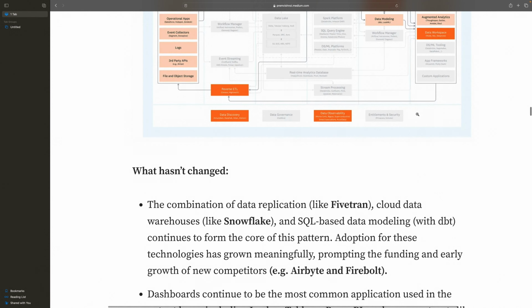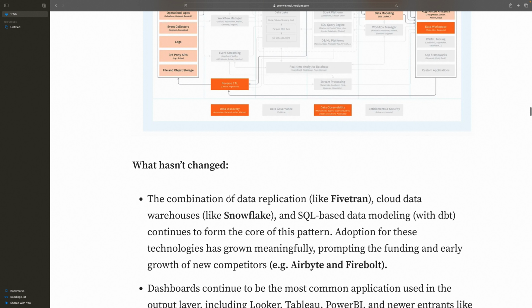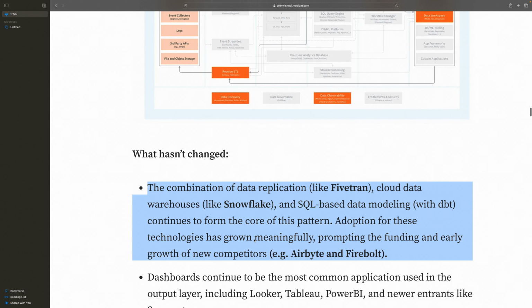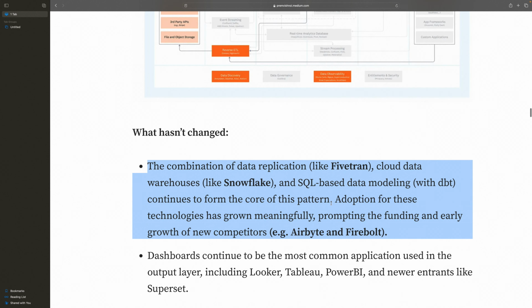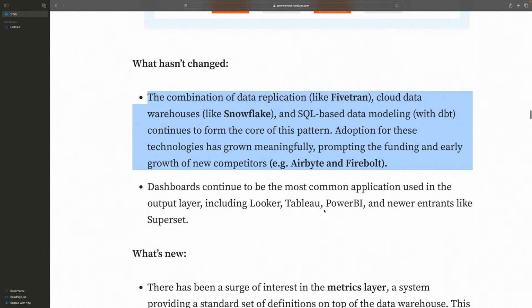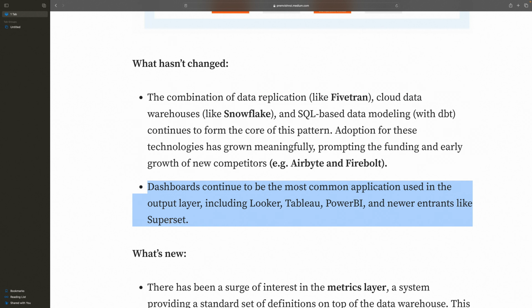So the combination of data replication like Fivetran, cloud data warehouse like Snowflake, and SQL-based modeling with dbt continues to form the core. Adoption of this pattern has grown, meaning funding and early growth for new companies like Airbyte and Firebolt. Dashboards continued to be the most common application used in the output layer, including Looker, Tableau, Power BI, and newer entrants like Superset. This is the new thing.